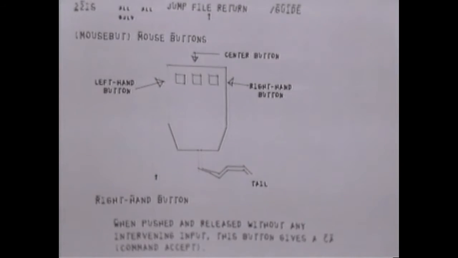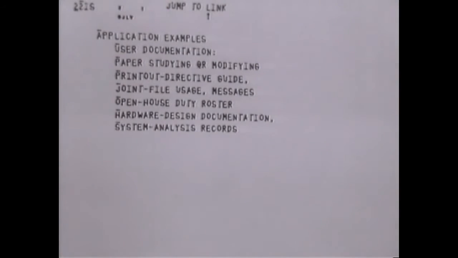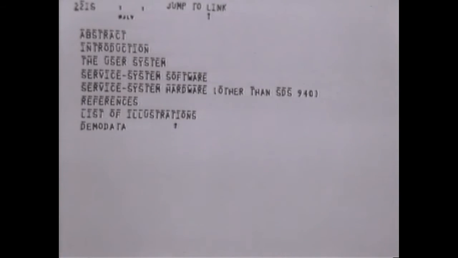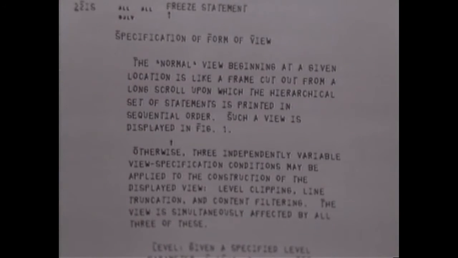So let me go back to my guide and say, the next thing, you want to study or modify papers. All right, that happens to be that we wrote a paper for these proceedings. It's in the files. There it is, top level. Gee, it's interesting to study something like that. What does it have to say about user systems? Go to there, open up a level. I only want to see that branch. Oh, what about file studying? Open that up. Oh, specifications of form of view, what about that? Let's just open it all. Now I can read it. Gee, that's an interesting way to study.